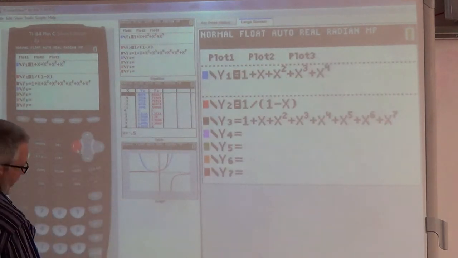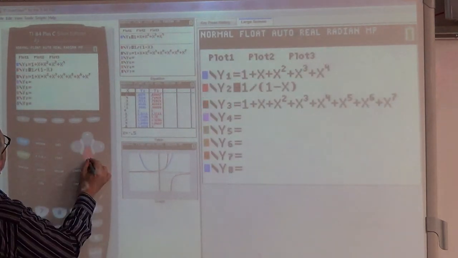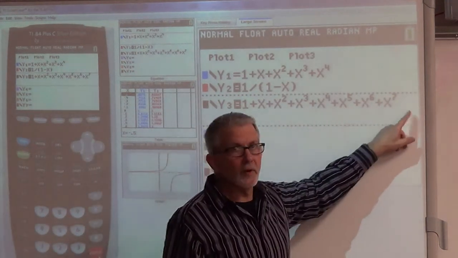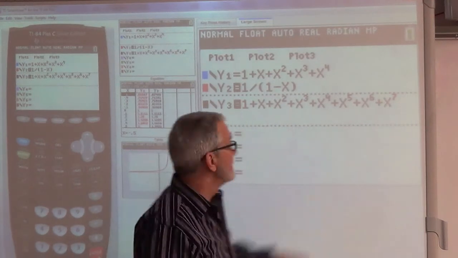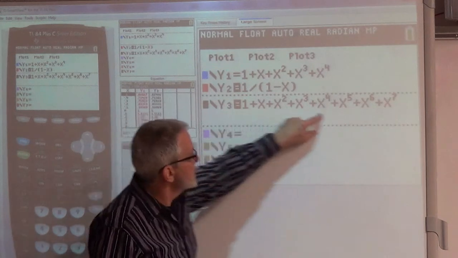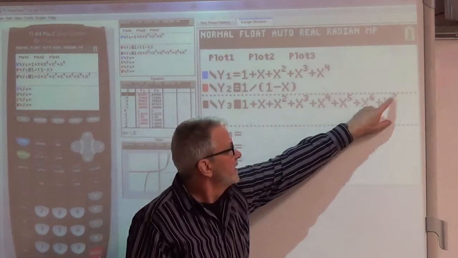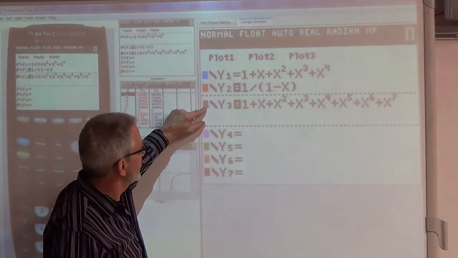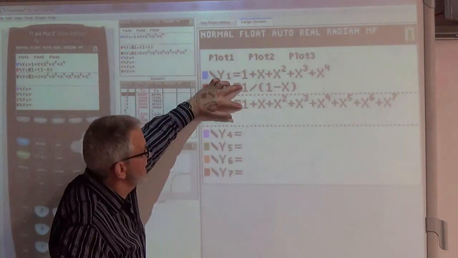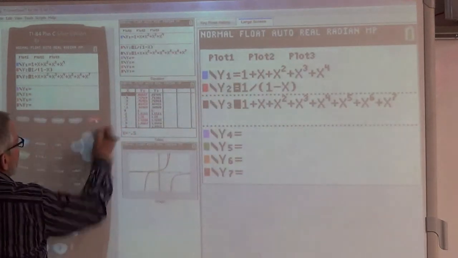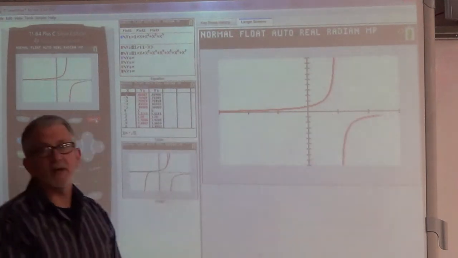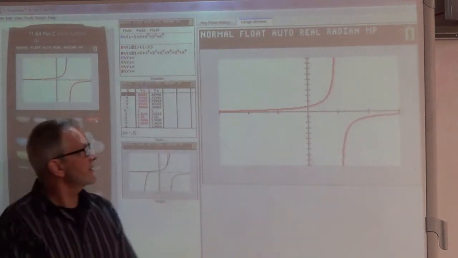Let's turn that guy off. Let's get down here. If you notice, now I have an 8-term polynomial, a 7th degree polynomial. I'm going to graph the rational function in red, and the 8-term, 7th degree polynomial in black. Keep in mind, where do these need to be equal? There's the rational function, vertical asymptote at 1. Here comes the polynomial. Here it comes.